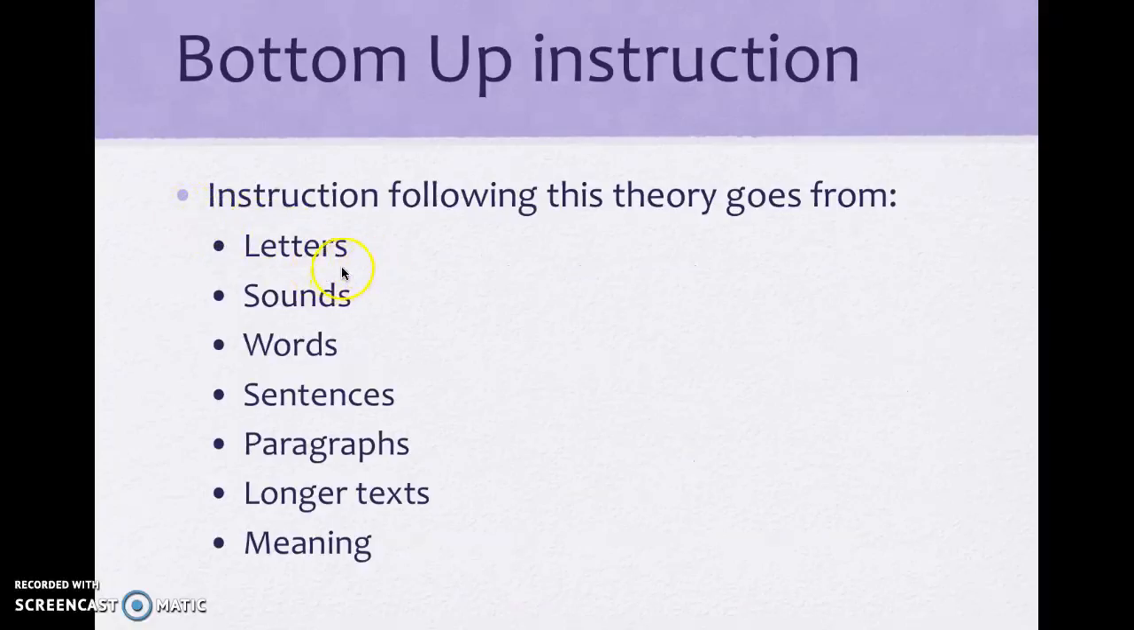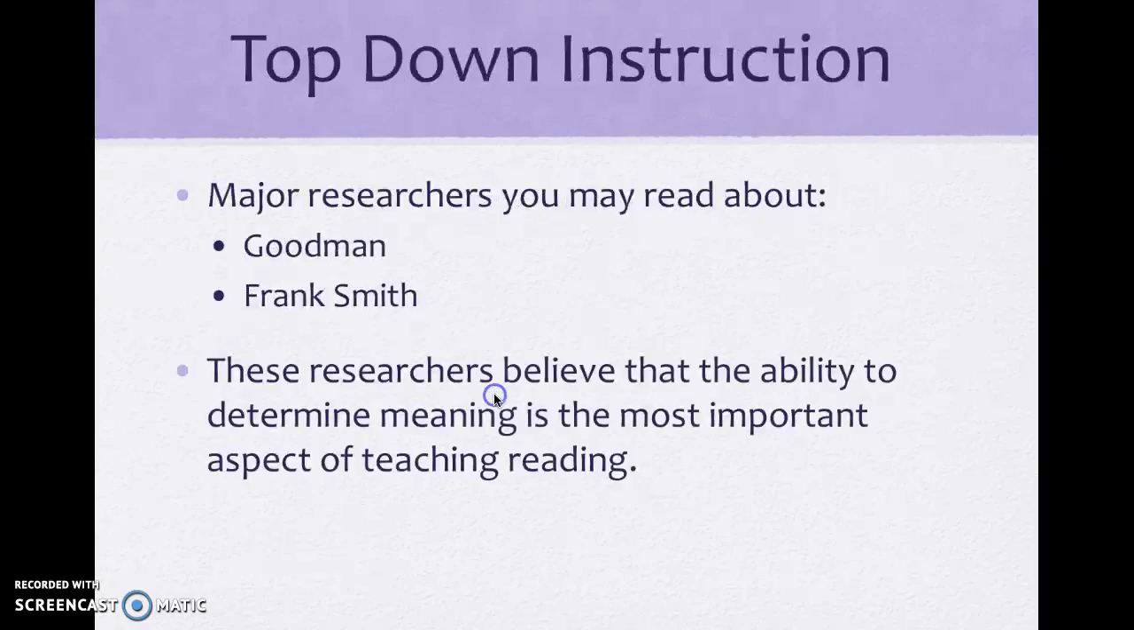So the theory for bottom-up is that you start with letters, then sounds, words, sentence, paragraphs, longer text, and finally come to meaning. And then we have top-down instruction. Major researchers that you may read about for top-down instruction would be Goodman and Frank Smith. And these researchers believe that the ability to determine meaning is the most important aspect of teaching reading. So we don't start with letters, we start with meaning.